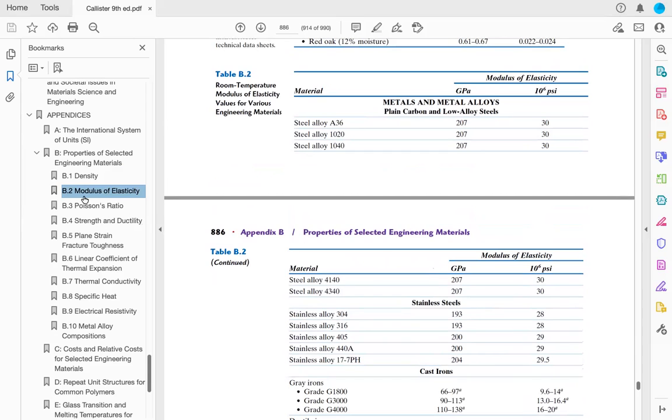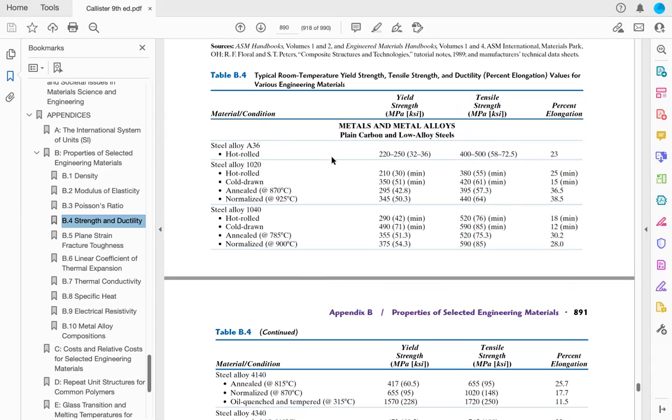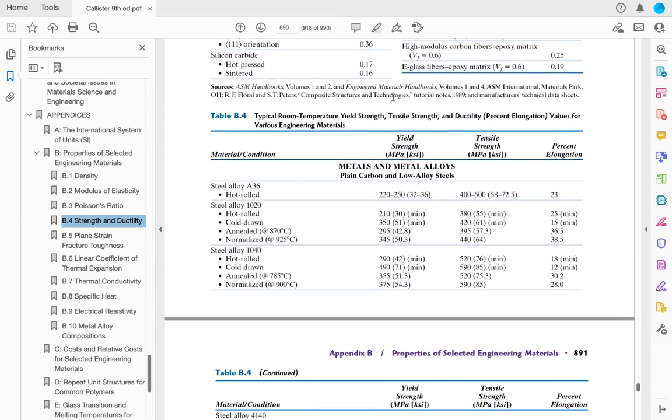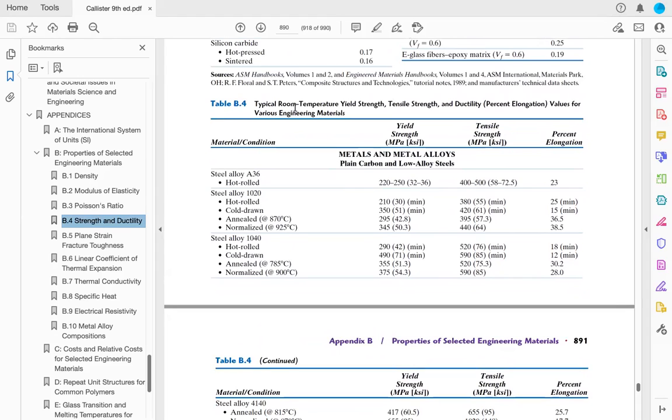Then let's look at Appendix B4 about the strength and ductility. In Table B4, the room temperature yield strength, tensile strength, and ductility or percent elongation values are given for various engineering materials. Let's look at the steel 1040 there. You can see that it can be hot rolled, cold drawn, annealed, and also normalized. So here you can see that there are treatments.